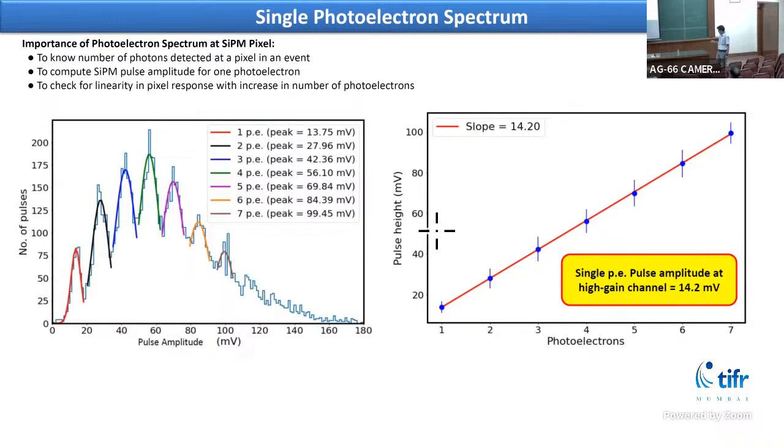This is the single photoelectron spectrum. It is used to know the number of photons detected at a pixel in an event. It can be used to compute the silicon pulse amplitude for one photoelectron. And finally, it can be used for checking the linearity of a pixel response with increase in the number of photoelectrons. Here in the distribution, we can see 7 photoelectron peaks, and it is quite linear. Our high gain channel gives about 14 millivolt for one photoelectron.